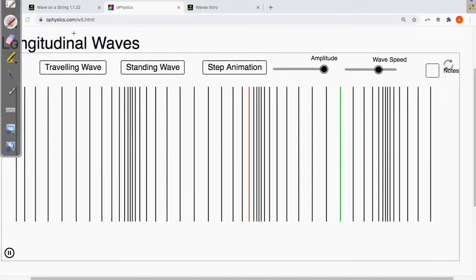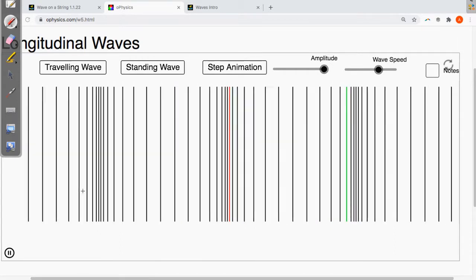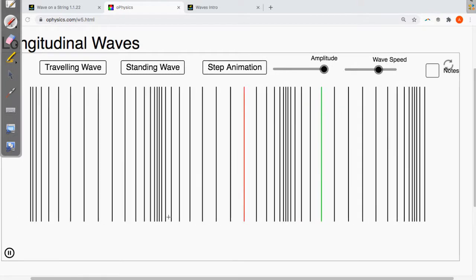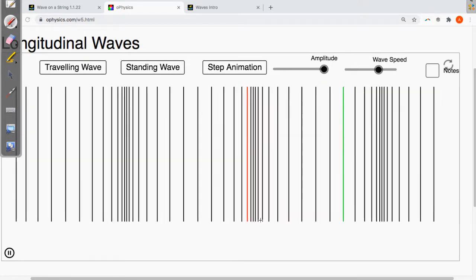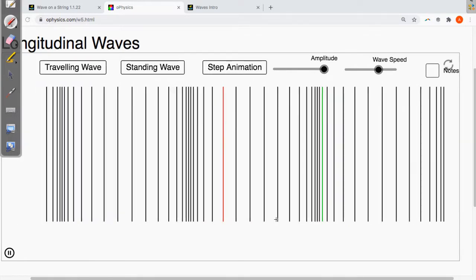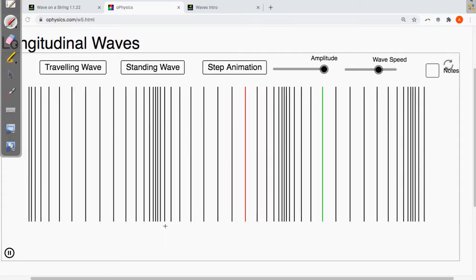This simulation is from PhET. The URL is up here, and this shows a very different kind of wave. Notice here that we can see these bunched up areas that are passing towards the right. Those are compressed areas called compressions, and we also see areas where the lines are more spaced out. Those are called rarefactions, and we can see those are each passing towards the right.